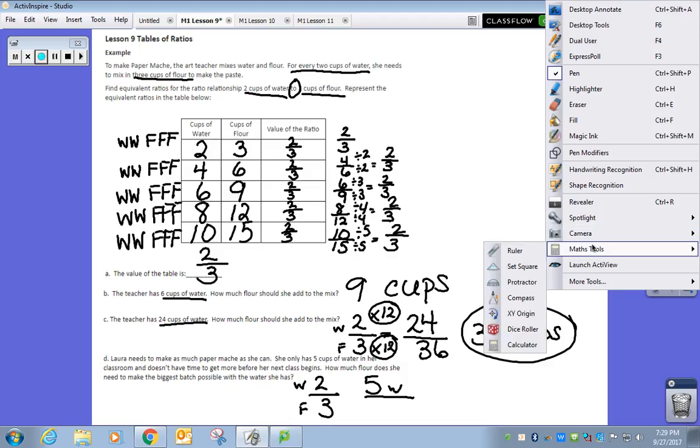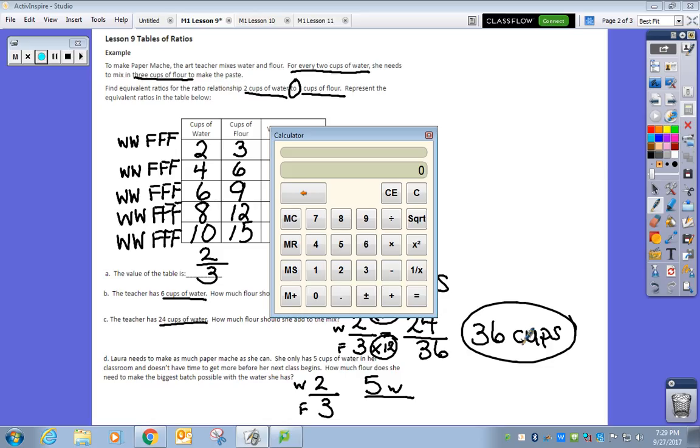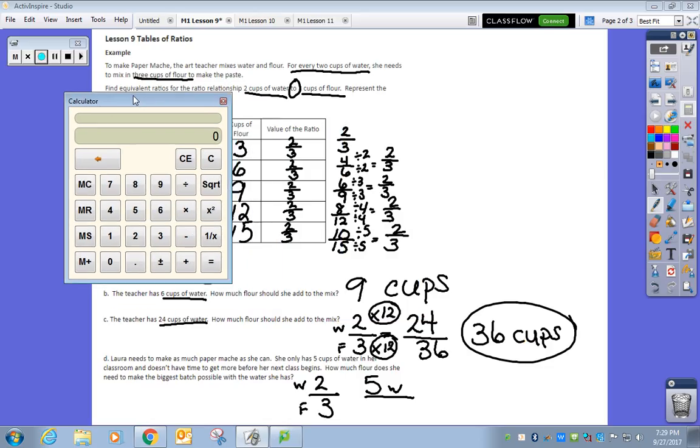Math tools. I'm going to use my calculator so you can see how this works. If I don't know what number I'm multiplying 2 by, what I can do is divide. So I'm going to divide 5 by 2, and when I do that, I get 2.5. So what that's saying is 2 times 2.5 gives me that 5.